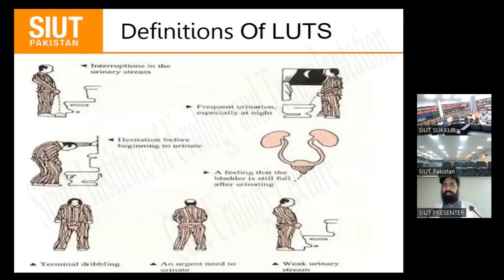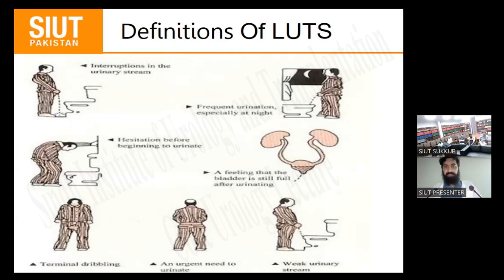There are many definitions of lower urinary tract symptoms: interruption in the urinary stream, frequent urination, especially at night, hesitation before beginning to urinate, a feeling that the bladder is still full after urinating, terminal dribbling, an urgent need to urinate, and weak urinary stream.